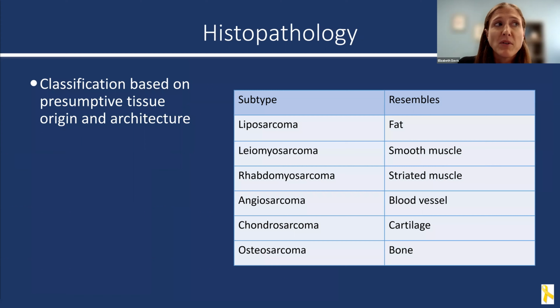When we think about how to define sarcomas, the classification is based on the presumptive tissue of origin as well as the architecture. For example, liposarcomas are tumors that resemble fat, leiomyosarcomas arising from smooth muscle, rhabdomyosarcoma arising from striated muscle, angiosarcomas arising from blood vessels, chondrosarcomas arising from cartilage, and osteosarcomas arising from bone.